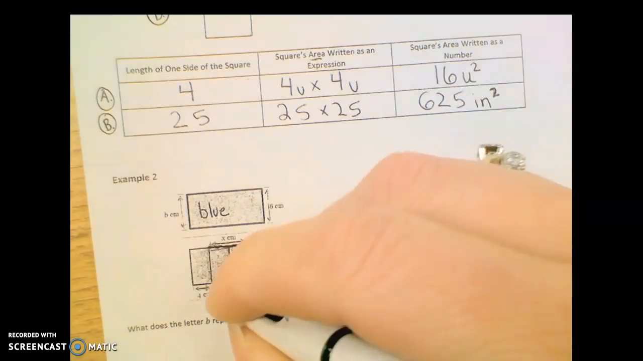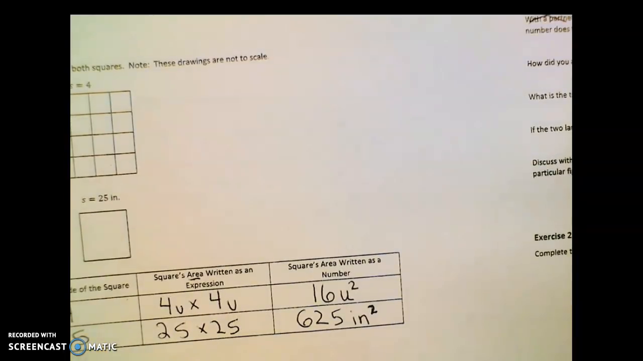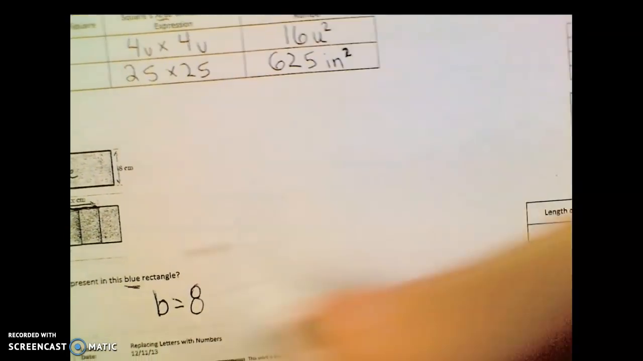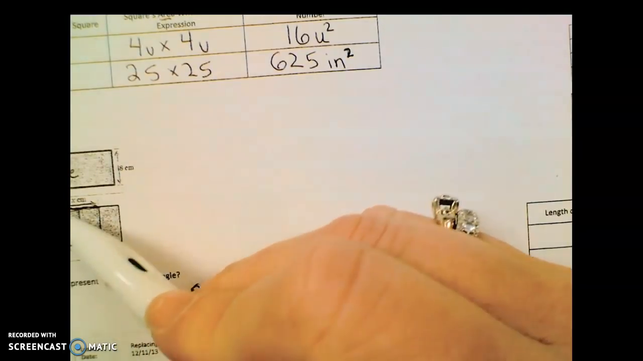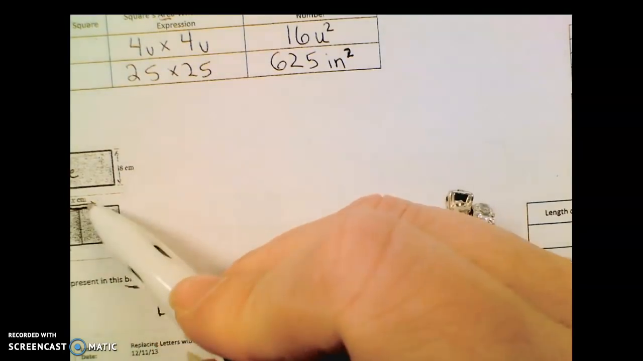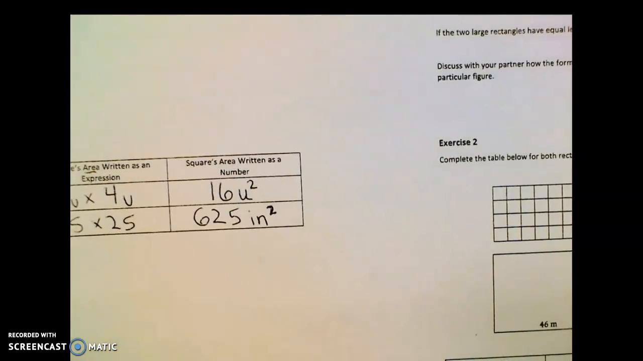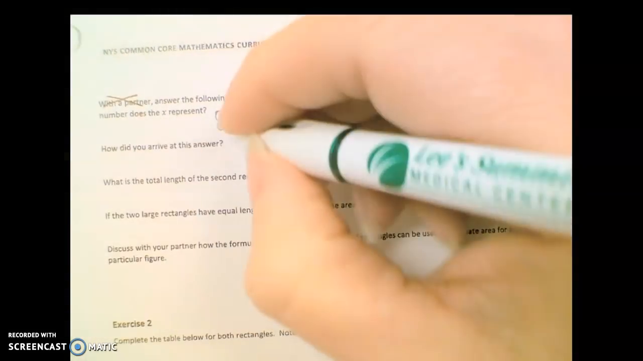So hopefully you said that your answer is 8. How did you arrive at this answer? Well, this is where we would explain if one rectangle is 4, 2 of them would be 2 groups of 4, or 4 plus 4. So again, working on explaining and really talking through that math, how did you arrive at this answer?